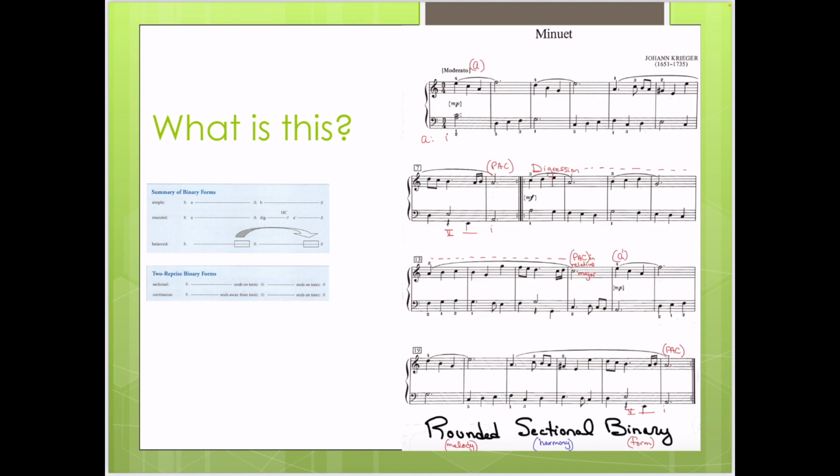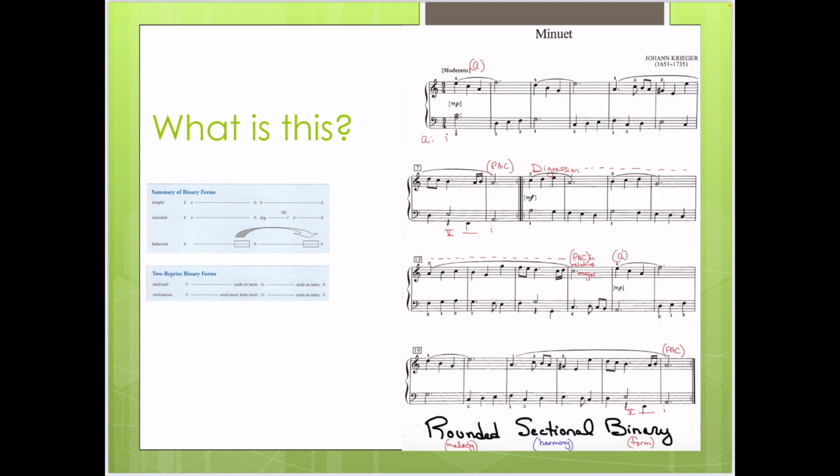It cadenced on the 1 of the relative major, a perfect authentic cadence in C major there. So it doesn't quite fit the rounded binary form that Laitz has put in the chart. However, in all the other ways, it does fit it. So I'm going to call it rounded sectional binary. And remember, Laitz gave the caveat that not all binary forms follow these charts exactly, and this is an example of that.